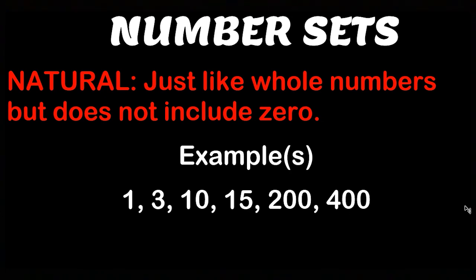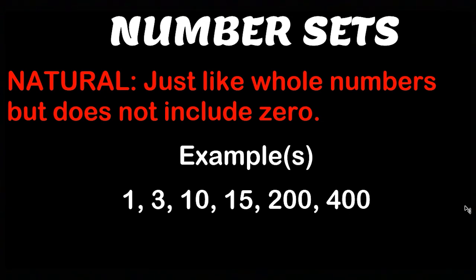Okay, so examples of natural numbers are 1, 3, 10, 15, 200, 400, and so on. Again, you just cannot include 0. And so what I want to make a note of here, your whole numbers, integers, and natural numbers, those 3 in particular, cannot include any decimals. So if you can remember that, you're in great shape. So again, whole numbers, integers, and natural numbers cannot include decimals. So if you remember that, you'll be in great shape.